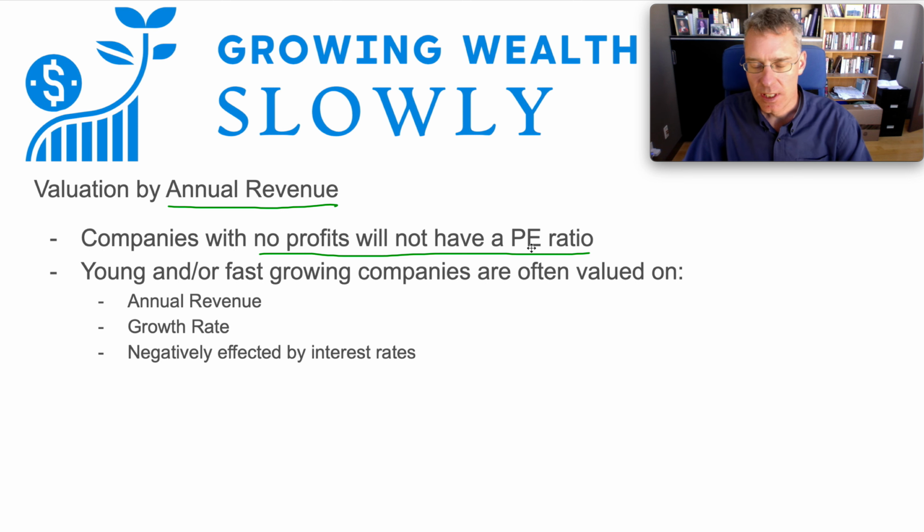Now you will see calculations with negative earnings and negative PE ratios. I don't look at them or find them useful. So if you're a young or fast growing company, you're going to look at both that annual revenue, and then you're going to pay a certain multiple of that, and how fast the company is growing is going to radically affect how many times you want to pay.